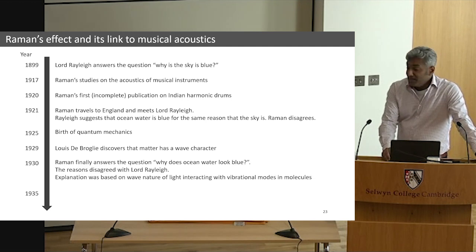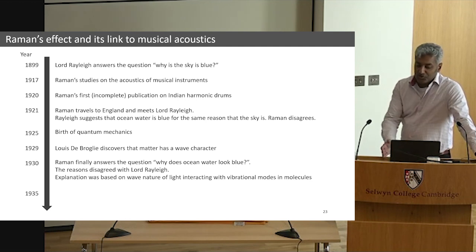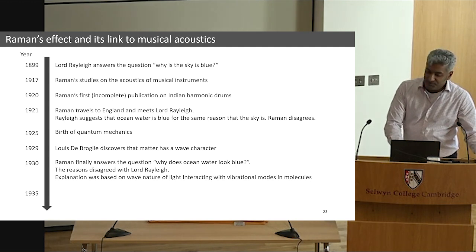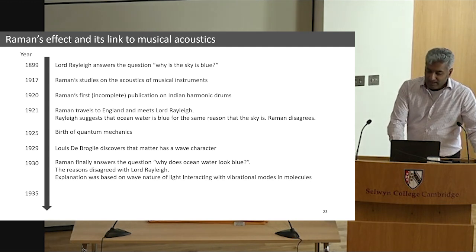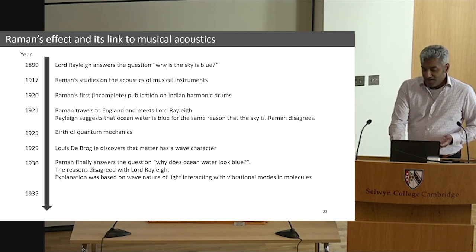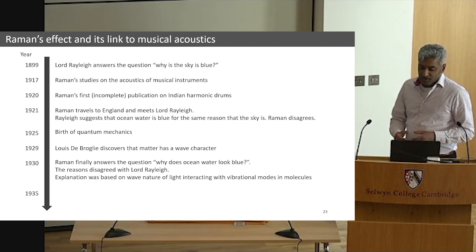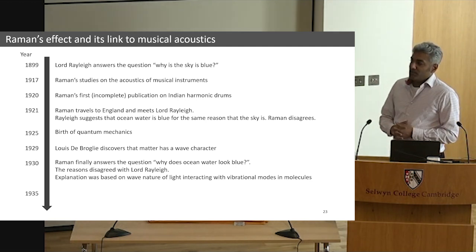And Raman finally in 1930 wins the Nobel Prize. And I would say he wins the Nobel Prize for answering this question: why does the ocean water look blue? Unlike the question that Lord Rayleigh had asked, which was, why is the sky blue? And the reasons for why differed quite a bit with what Lord Rayleigh had said. And the explanation was based upon the nature of light interacting with molecules.